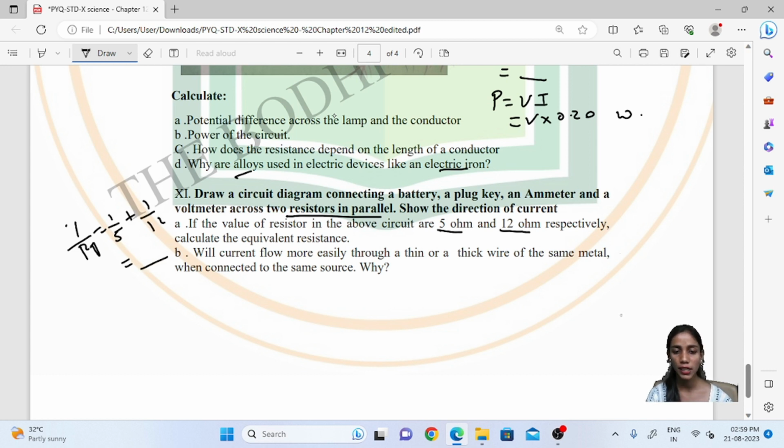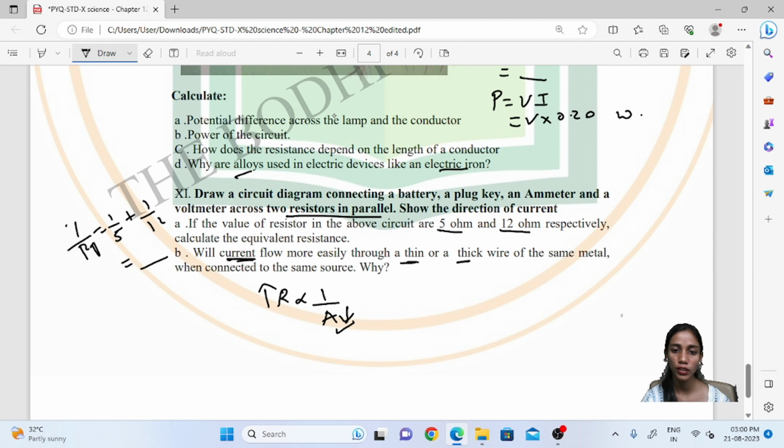Now, will the current flow more easily through a thin or a thick wire of the same metal when connected to the same source? Now, this is a little applicative question. So what is the question? Will the current flow through a thick or a thin wire? So you have to talk about the resistance here. First of all, resistance is inversely proportional to the area of cross section. When talking about the thickness and thinness of the wire, it is talking about the area of cross section. If the area is decreasing, the resistance is increasing.